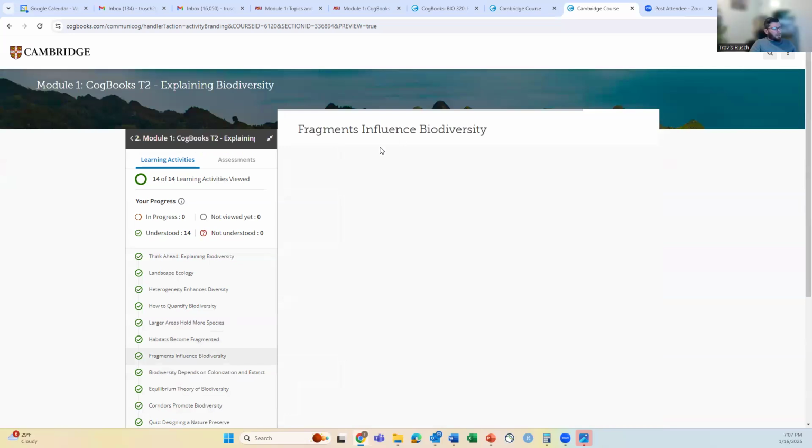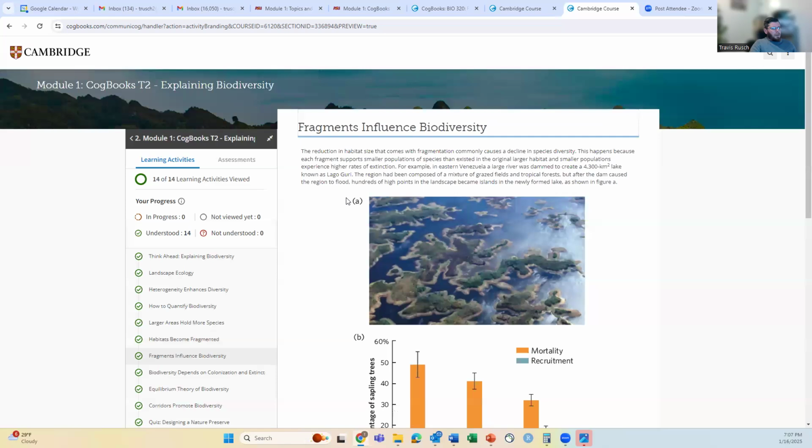Okay, so then this one talks about how fragments influence biodiversity. What did we get out of this? Does fragmentation increase biodiversity or does it decrease biodiversity? Decrease. Yeah, it decreases it. What are some of the ways and why it decreases it?